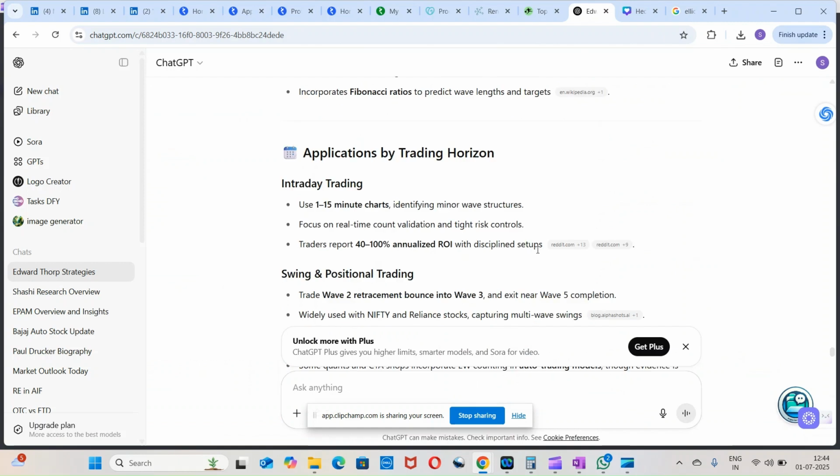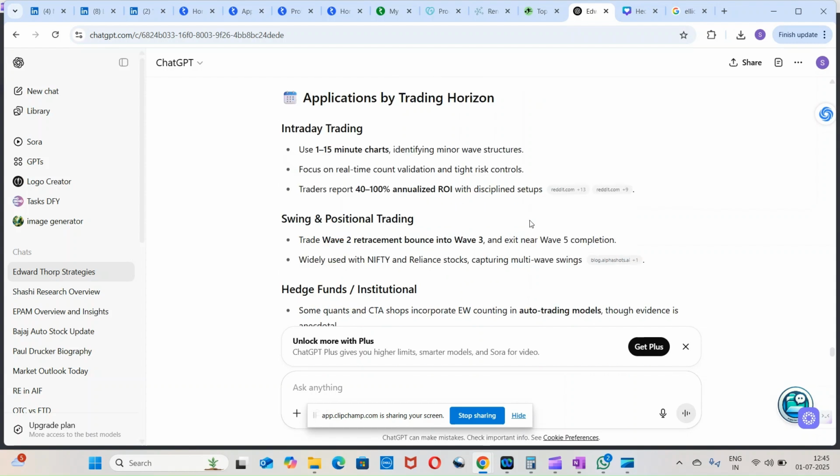Now, applications by trading horizon. If you want to apply this in intraday trading, you need to use 1 to 15-minute charts and identify minor wave structures, with a focus on real-time count validation and tight risk controls. Some traders who use this Elliott waves strategy at the intraday level on 1 to 15-minute charts have reported 40 to 100% annualized return on investment with disciplined setups.